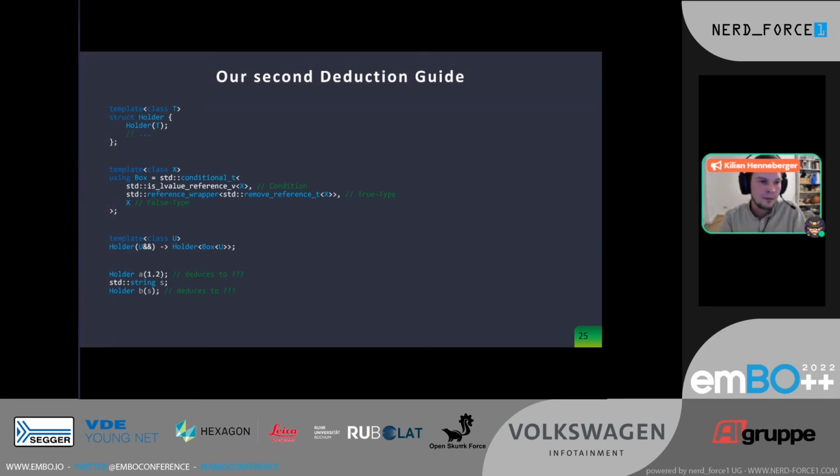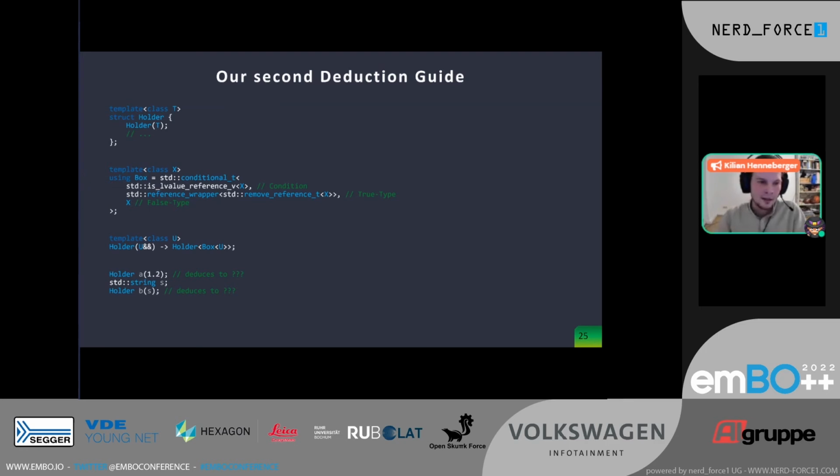Our deduction guide for Holder is now a template itself. And we have a forwarding reference U that we take as argument, so U&&, and deduce Holder of Box of U. If we now construct the Holder A, we plug in an rvalue of type double. And if we construct a Holder B, then we plug in an lvalue reference of std::string.